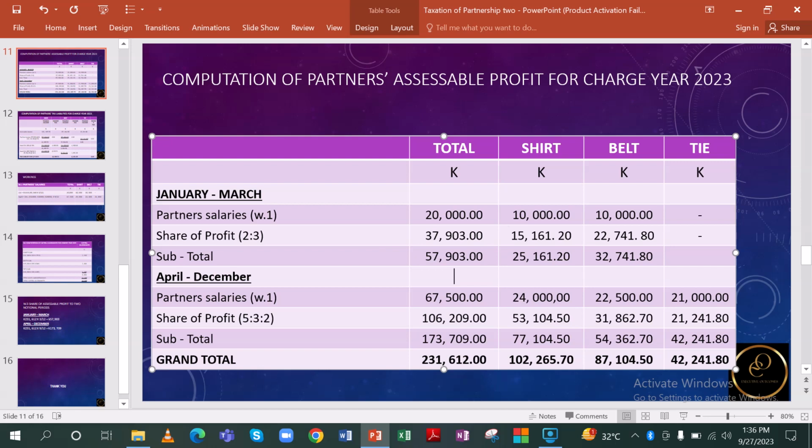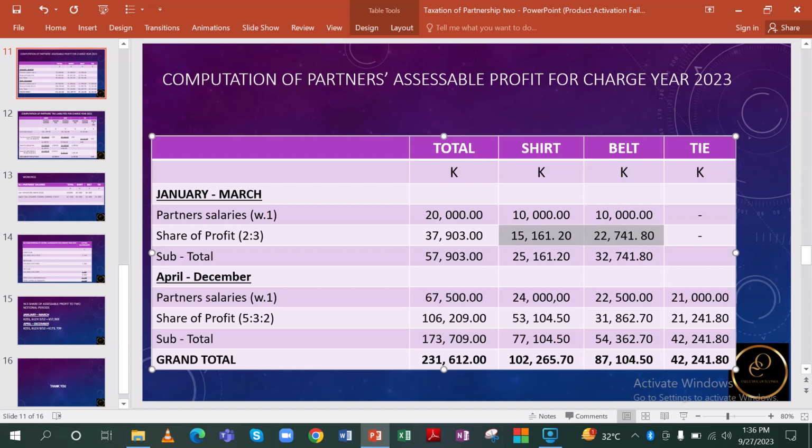So how do you do that? You add 2 and 3 to get 5, and then as a proportion of that 5, 2 parts out of 5 relate to Shed. So you're going to say 2 divided by 5 times the 37,903. What you are going to get is 15,161 kwacha 20 ngwe. And then you do the same for what relates to Belt. It is 3 parts out of 5 multiplied by the total, which is the 37,903. You are going to get 22,741 kwacha 8 ngwe. So we have arrived at these two figures, which add up to 37,903.